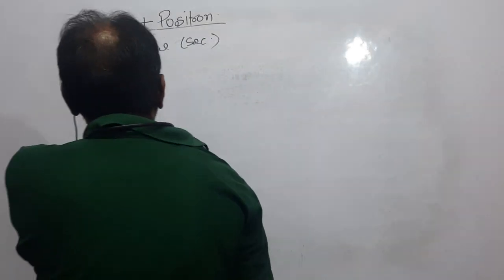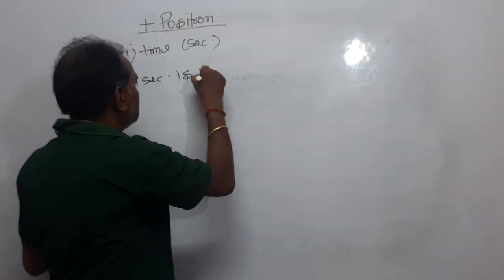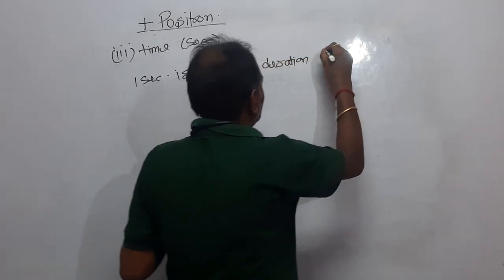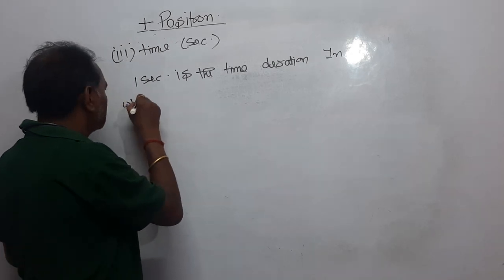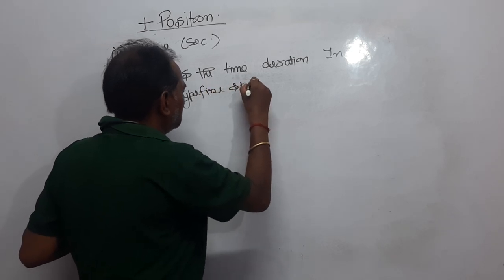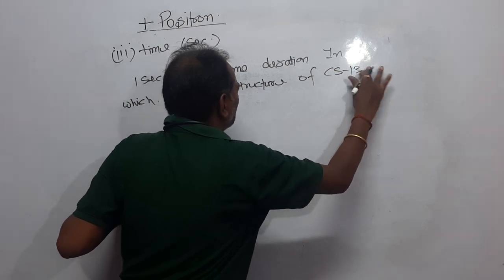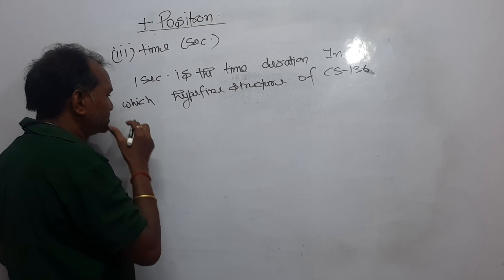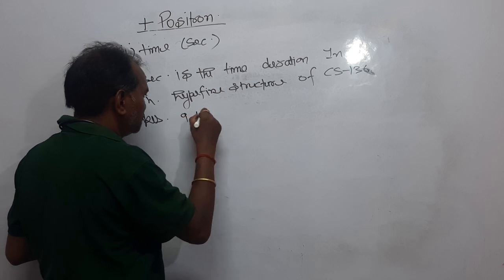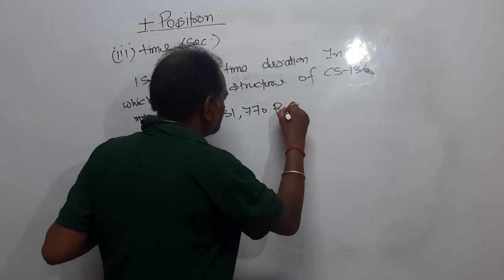So how will you define 1 second? 1 second is the time duration in which the hyperfine structure of cesium 136, I think 133, I'm missing a bit, makes 192, 631, 770 radiations.